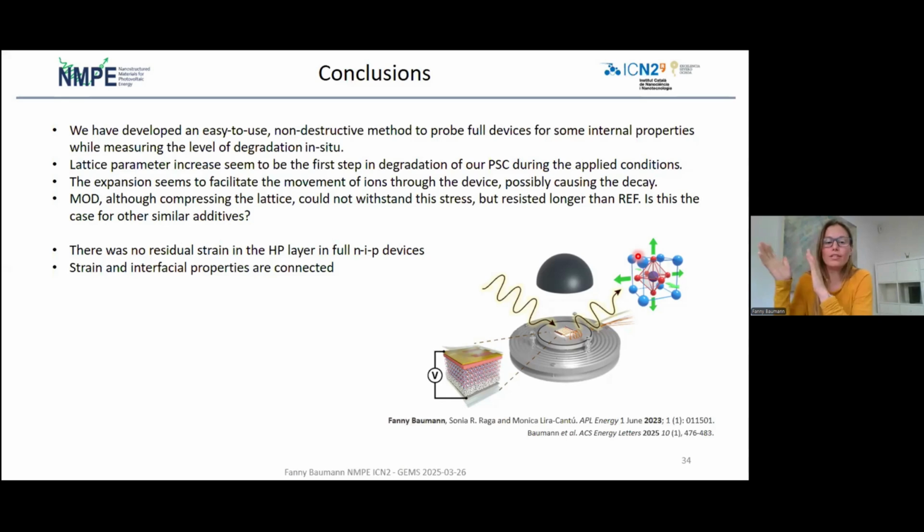And with the modification, we could not prevent the degradation, but it seemed to have some better resistance to the changes. So the question is if this will happen with other additives that also produce a compression. And we also found that there is no residual strain in the halide perovskite layer for our full devices, and that these strain and interfacial properties are very likely connected to each other in a larger picture.